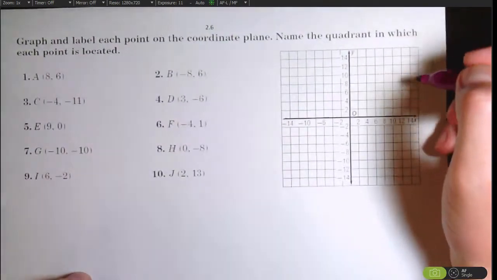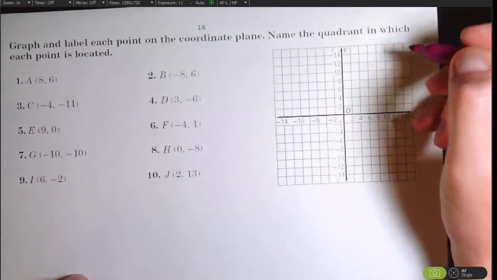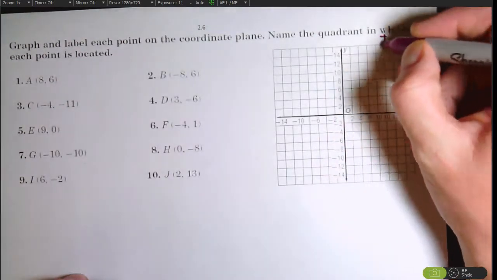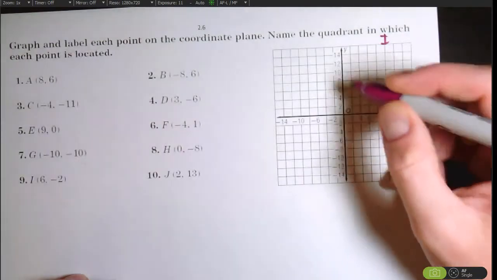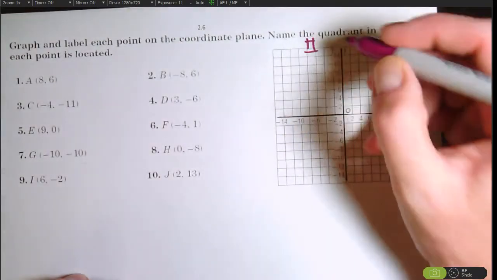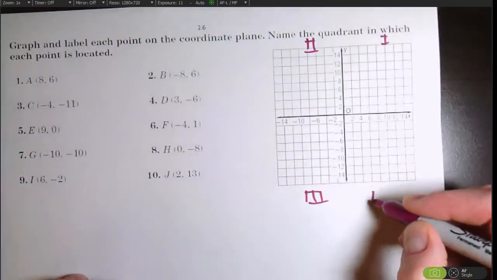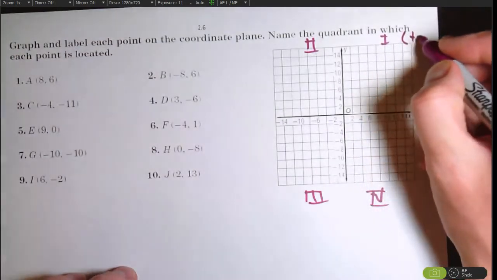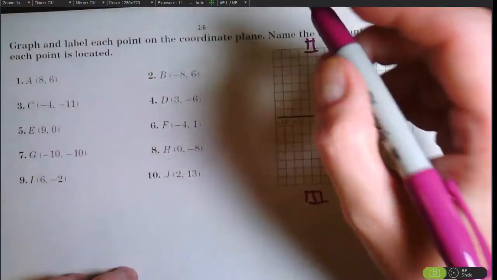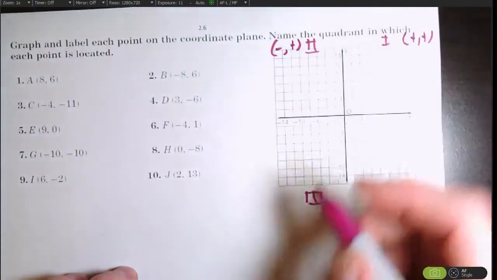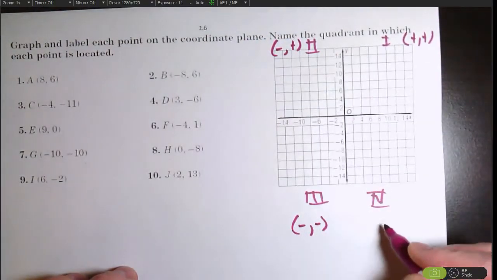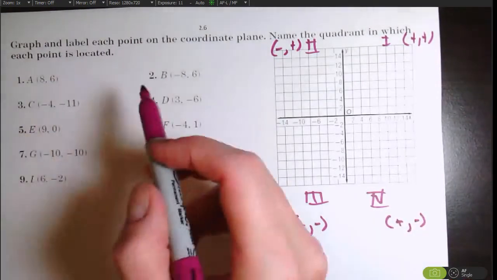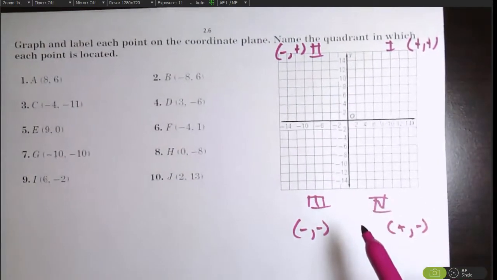So first of all, the quadrants start in the top right. It's the positive x, positive y. We go 1, and then we go counterclockwise around. So this one is positive, positive. Negative, positive. Negative, negative. Positive, negative. So by that, it says, graph and label each point and then tell which quadrant it's located on.